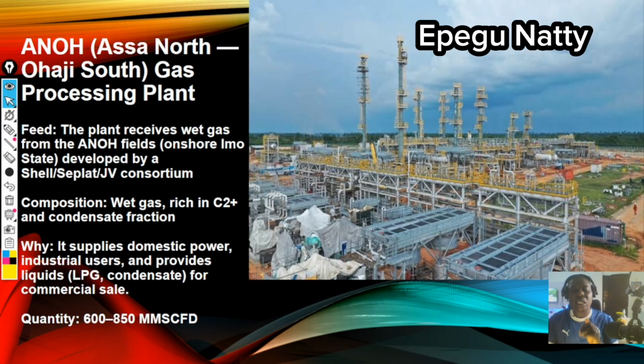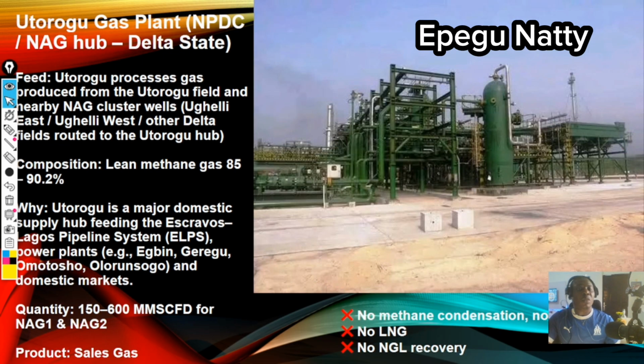Now, why is this gas plant very important? It supplies domestic power, industrial users, and provides liquids, LPG and condensate for commercial sales. The quantity refined for this gas plant is about, let's say, 600 to 850 million standard cubic feet per day. Another gas plant here is the Uturugu gas plant, SPDC, and the energy hub.